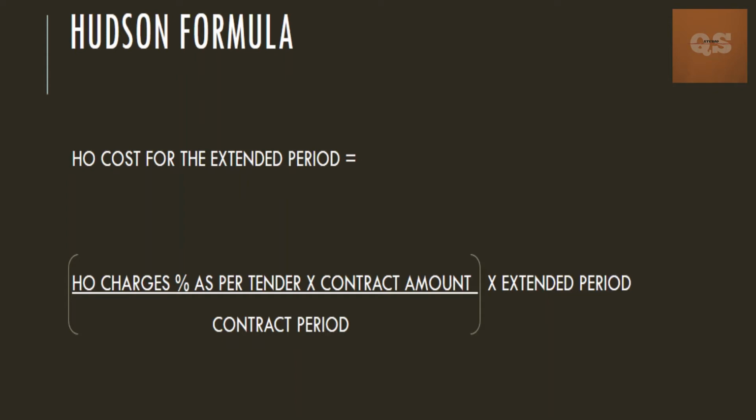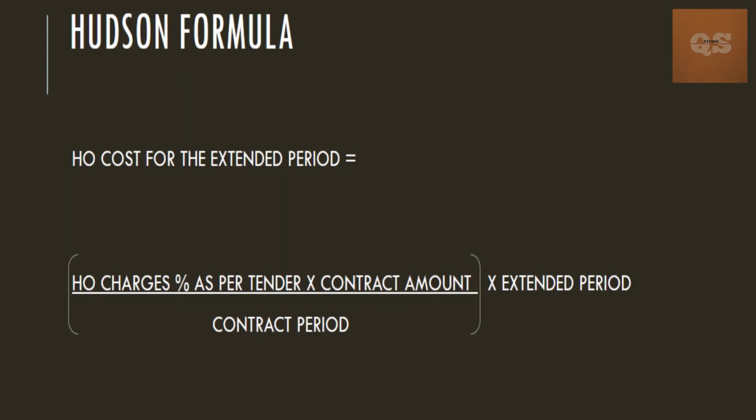Once the client or the engineer has extended your time, and after negotiating with them, they agree or instruct that the percentage mentioned in the tender document or your contract should be used for calculating the head office cost of the extended period, then you can use this formula. Basically the formula is head office charges percentage as per your tender document into contract amount, divided by the contract period, into the extended period.